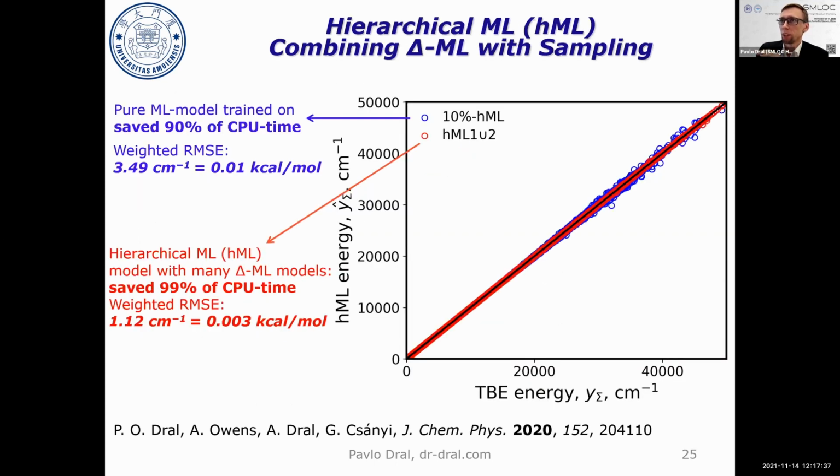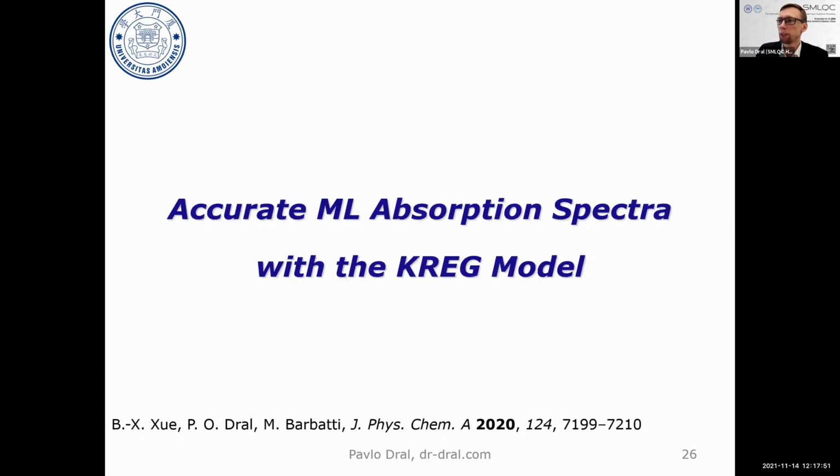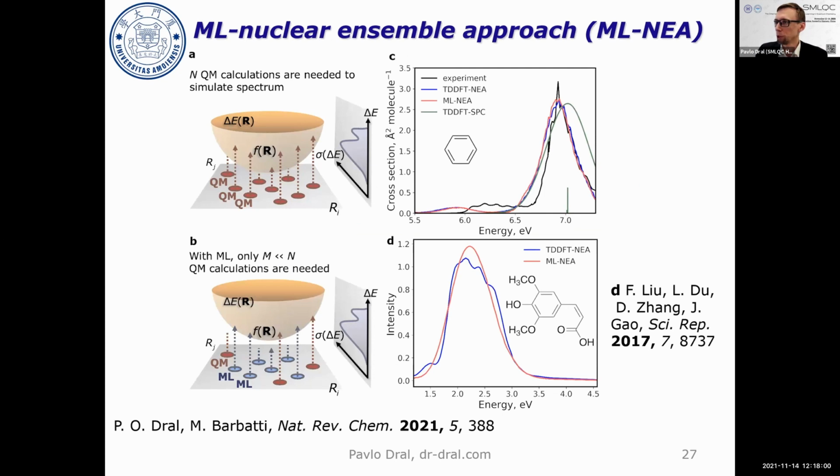So with these simple models, you can also combine things like delta machine learning together. You can achieve extremely accurate results, and you don't need any neural network here. This is a very simple approach, very fast to train. And you can apply this simple approach even for more complicated applications, like learning and predicting absorption spectra.